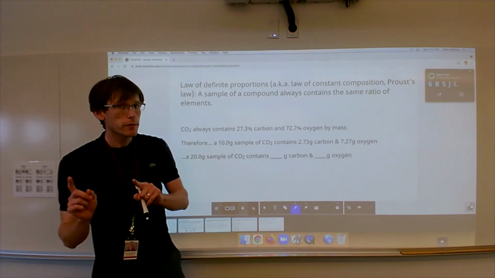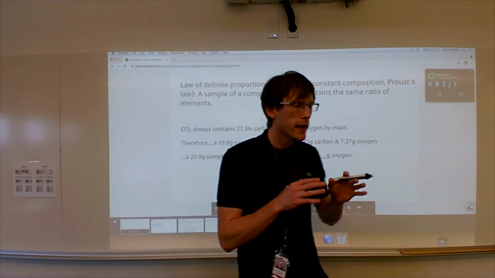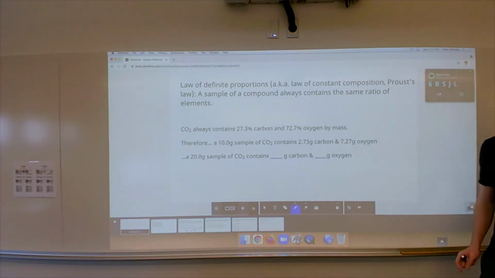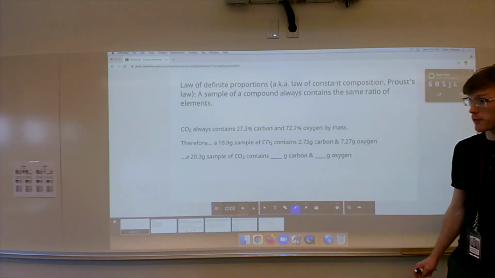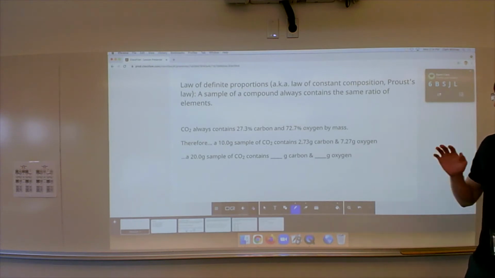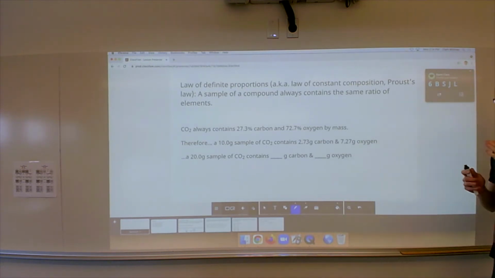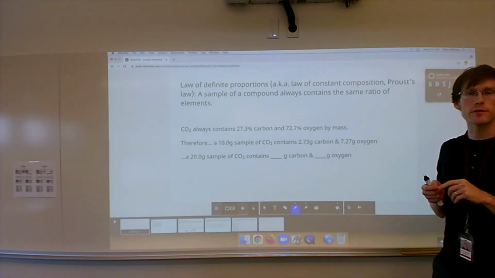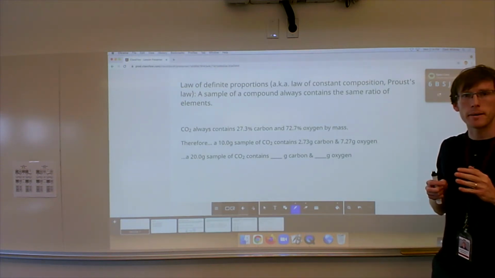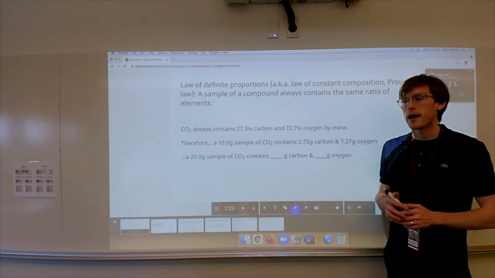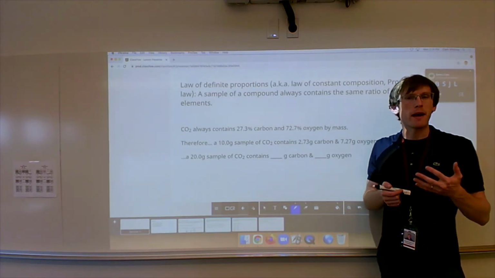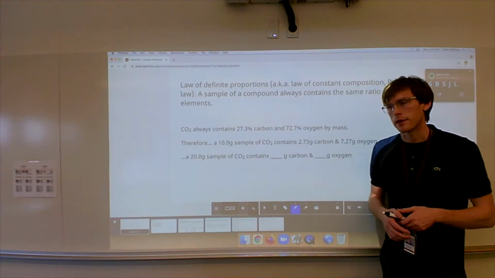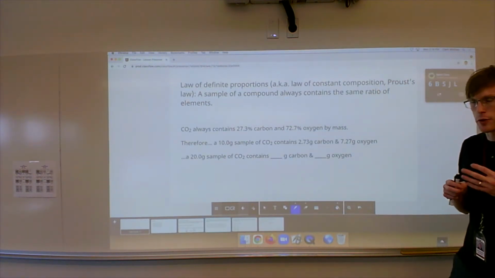So, the law of definite proportions. That has a few different names: the law of definite proportions, the law of constant composition, and also Proust's law, named after Proust. This says that a sample of a compound will always have the same ratio of elements. And that's true in terms of the number of atoms, but back in Proust's day, there was only really mass that we could deal with. They only had balances. They couldn't really see how much individual atoms weighed.